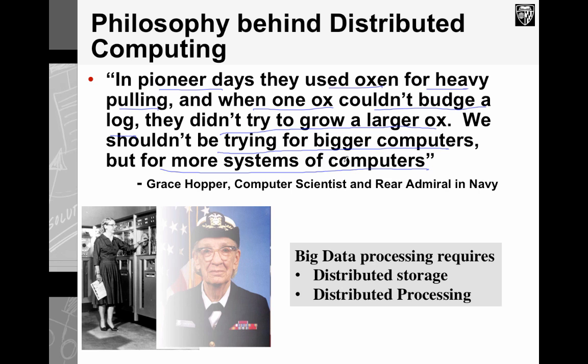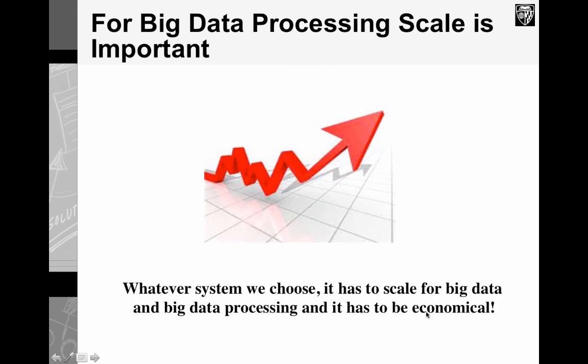So big data processing requires distributed storage, that is storing data across multiple disks, and distributed processing, which is really processing the job across multiple machines. So for big data processing, scale is very important. Whatever system we choose for big data processing, it has to be an economical system. It has to be a distributed system.